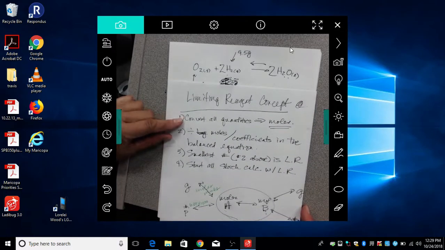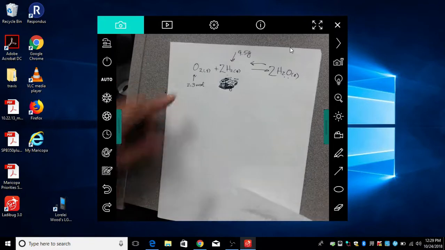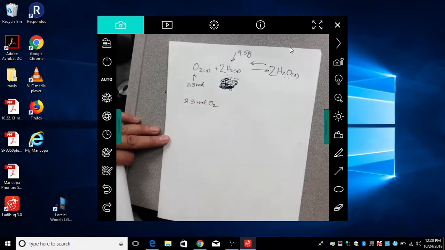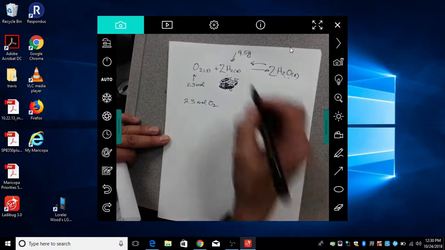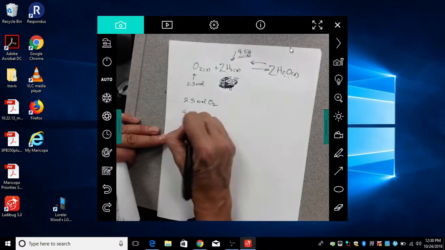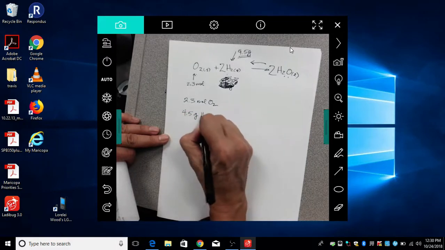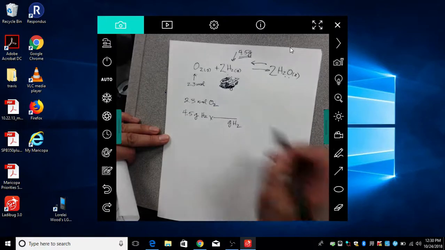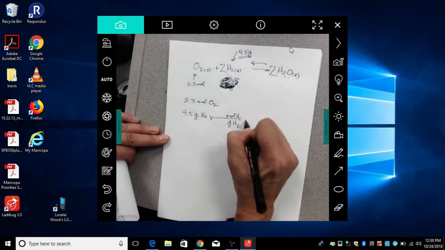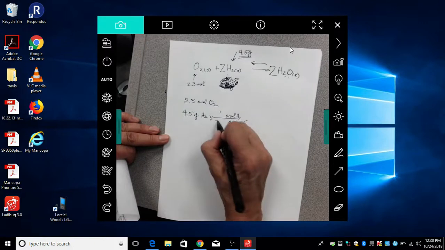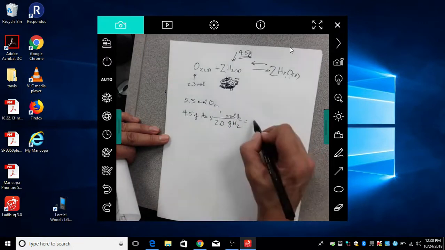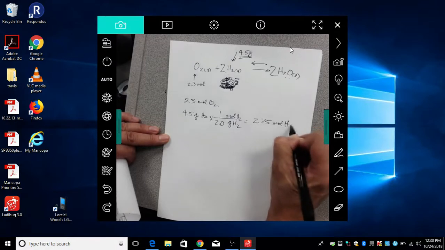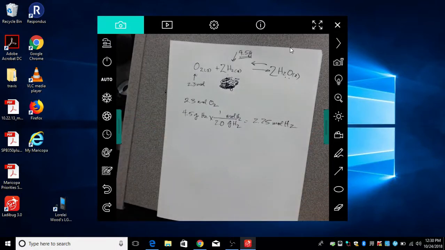So step one, we've got to convert all quantities to moles, which we already have one of. So we have 2.3 moles of O2 gas, that's done. But now I've got to take that 4.5 grams of H2 and go from grams of H2 to moles of H2. H2 weighs 2.0 grams per mole, so that's going to give me 2.25 moles of H2.